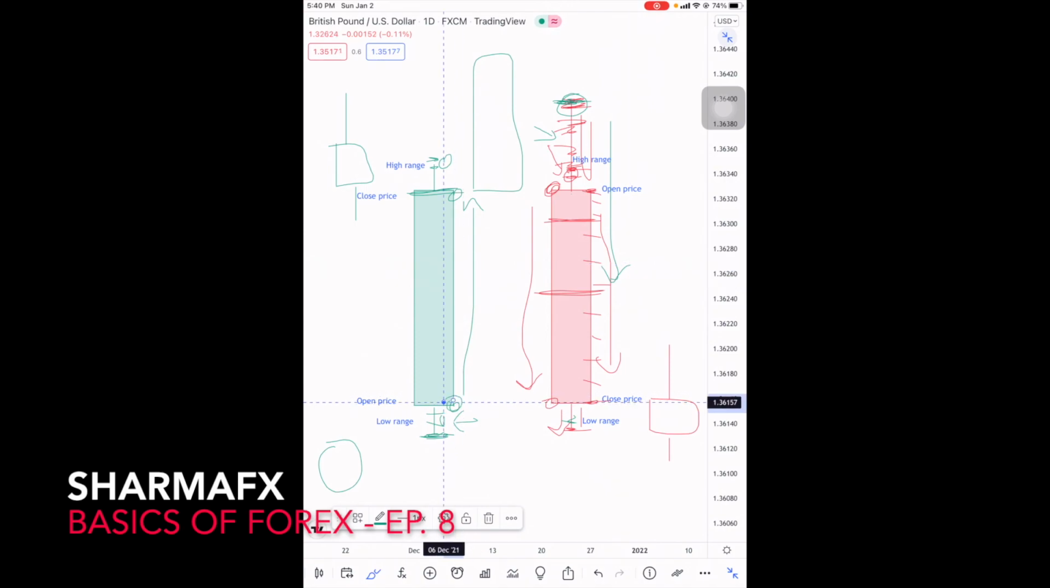You have in a bullish candle, price opening up on the bottom and closing on the top. And then on a bearish candle, you have price opening on the top and closing on the bottom. And then you have wick rejections that tell you whether there has been any buyers or sellers being rejected.